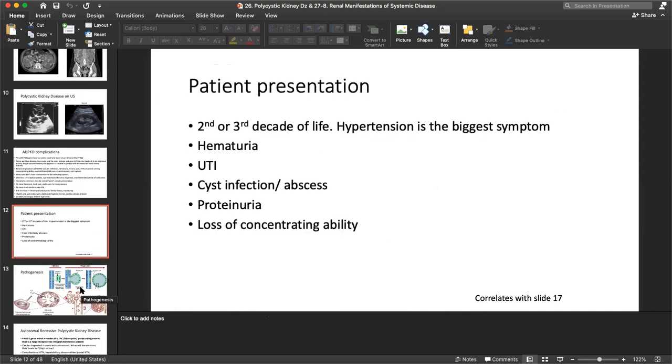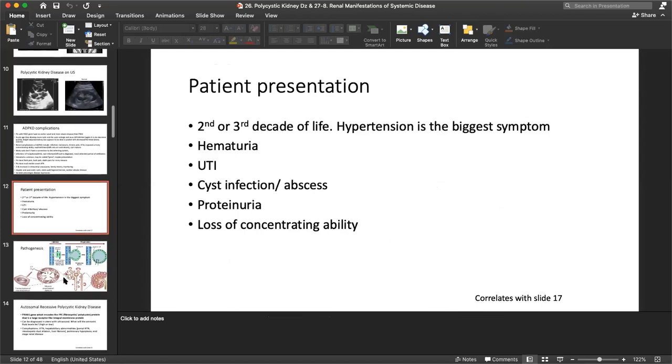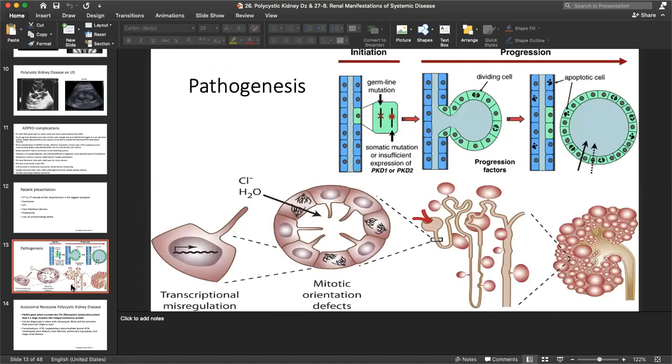So the patient's going to present in the second or third decade of life with hypertension that we can't explain. They also may present with hematuria or UTI. And then protein in their urine. So we can see the pathogenesis of this.